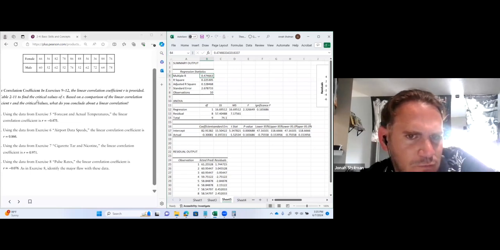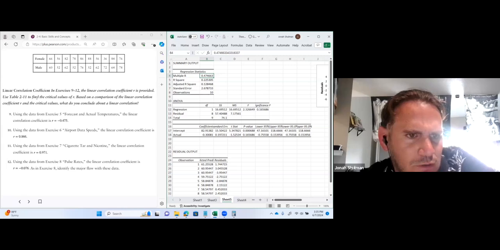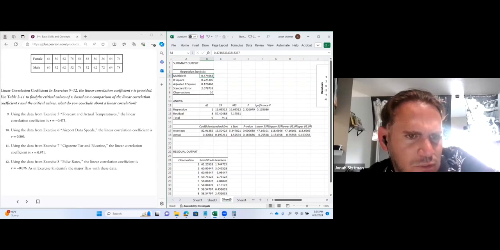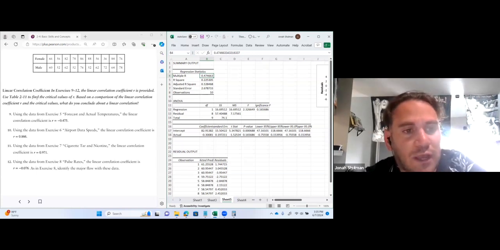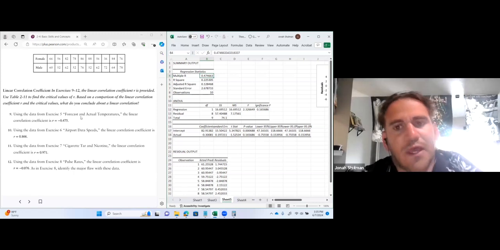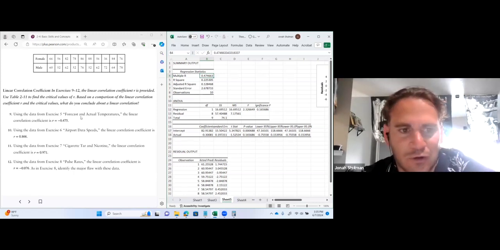So find the linear correlation coefficient R. Oh, it's provided. Use table 2-11 to find the critical value. Okay. So we have to go to table 2-11 to find this critical value and see if this is significant based on that.